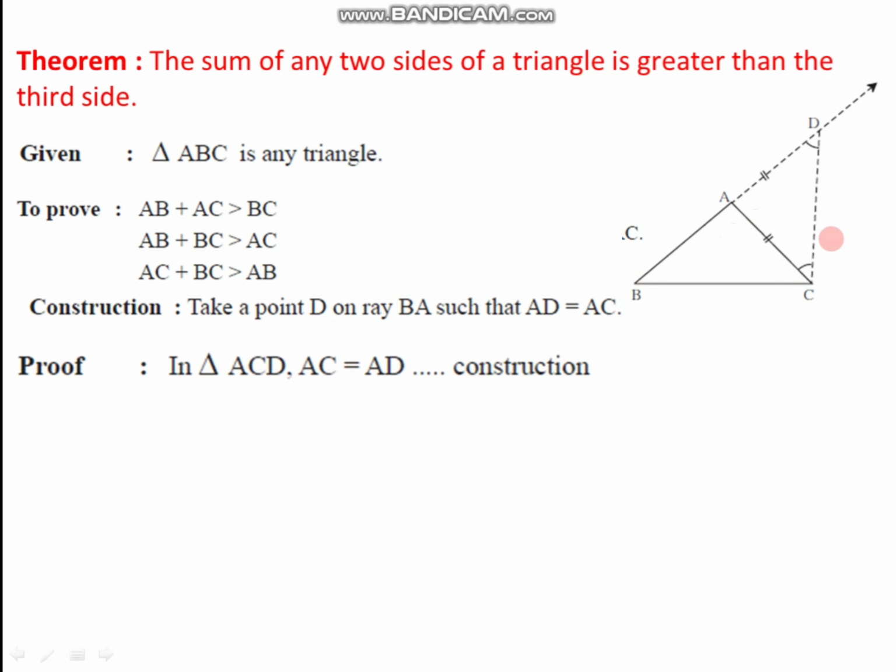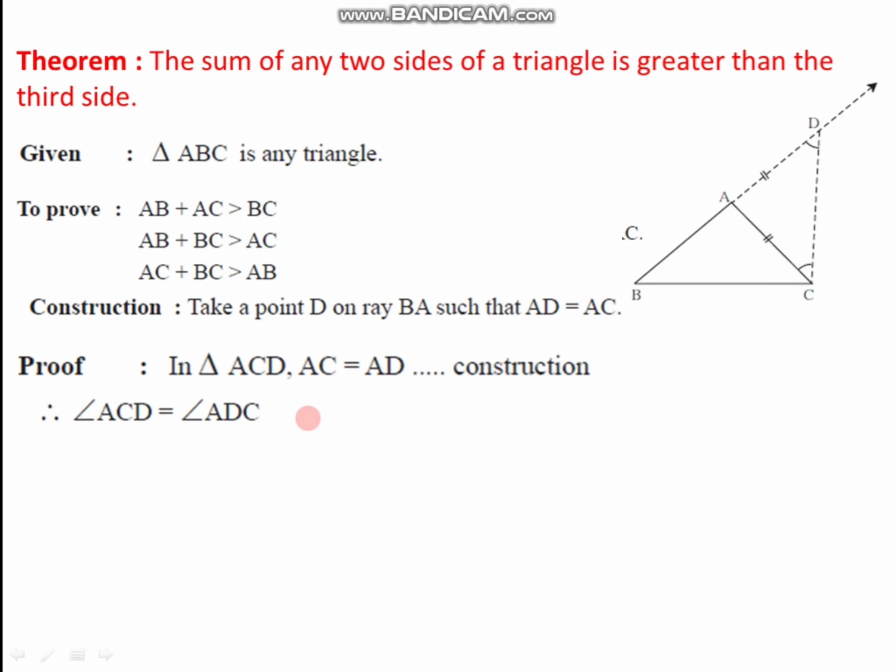By doing this construction, we have got a triangle ACD. For this triangle, AC is equal to AD, as we have taken point D on ray BA such that AD is equal to AC. That's why AD is congruent to AC, and this is because of the construction. And we know that if in a triangle two sides are congruent, then angles opposite to them are also congruent. So the angle opposite to side AD is angle ACD, and the angle opposite to side AC is angle ADC. These two sides are congruent, that's why angle ACD is congruent to angle ADC, by the isosceles triangle theorem.